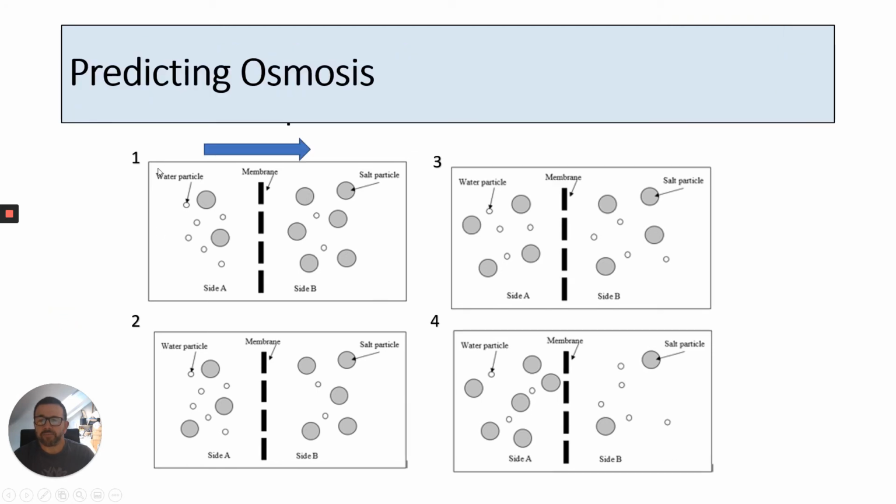Okay, so first one, you can see there's a more dilute concentration of water particles on side A, so therefore it will move from side A to side B. Number two, again, there's more water particles, so it's more dilute, moving to a concentrated solution. Three, you can actually see there's an equal number, so we're in equilibrium. So actually, there'll be no net movement. It will be very equal. And then on four, you can see on side B there is a higher number of water particles, meaning it's more dilute. So therefore, it will move from side B to side A.